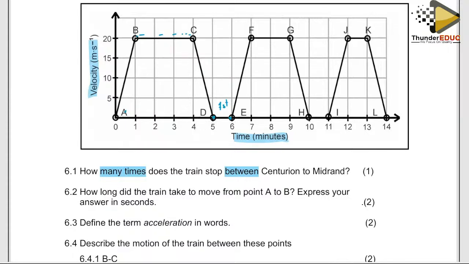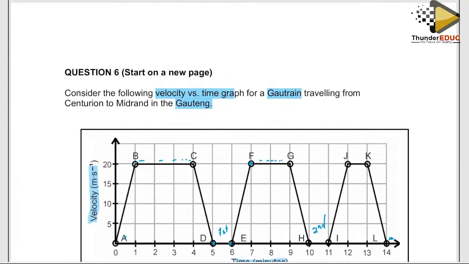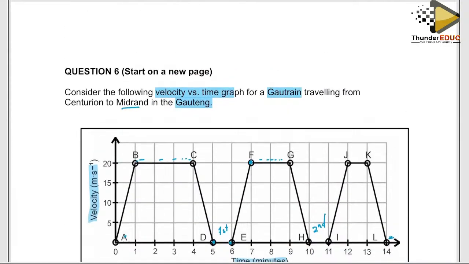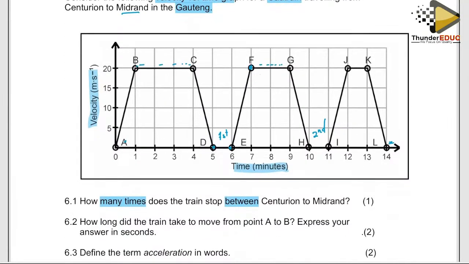Then it goes from 6 until 7 seconds there. It increases its velocity to 20 meters per second. Then between F and G there is also constant velocity. Then it slows down, and then it has its second stop, right? So that point there is where we're having our mid-run. So I'm going to say mid-run there, MID.